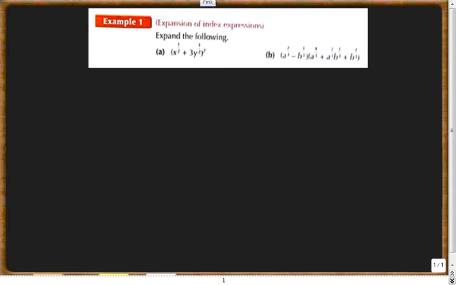Example 1 asks us to expand each of the following expressions. The first one that we have is x to the 1/2 plus 3y to the 1/2, quantity squared. Now, when you see something like this, you cannot just square the first and last term. You actually have to build the square. So think about what this would look like.